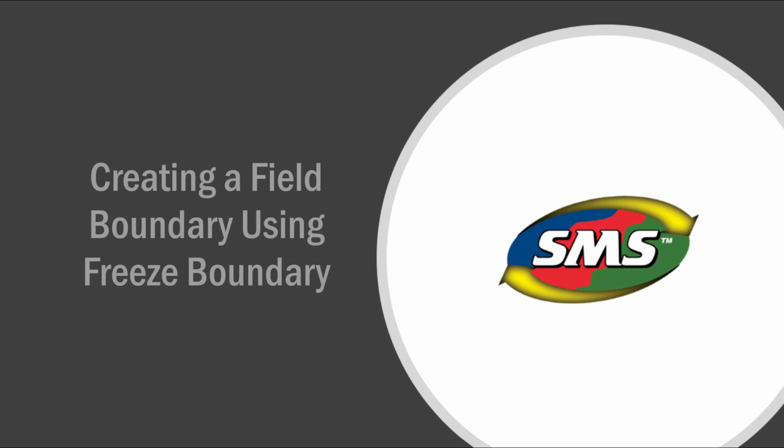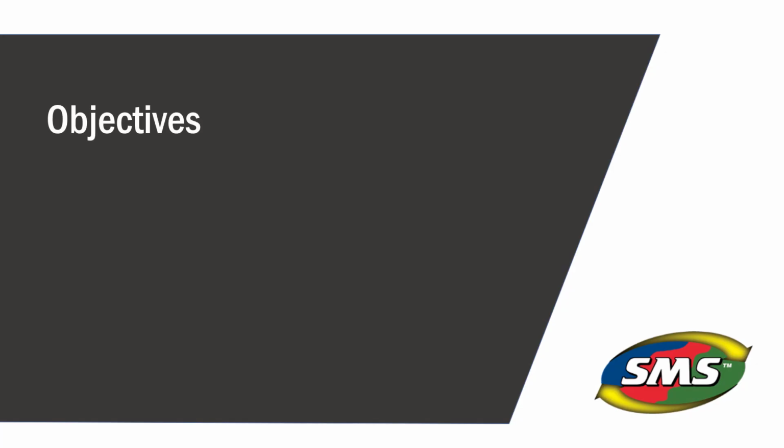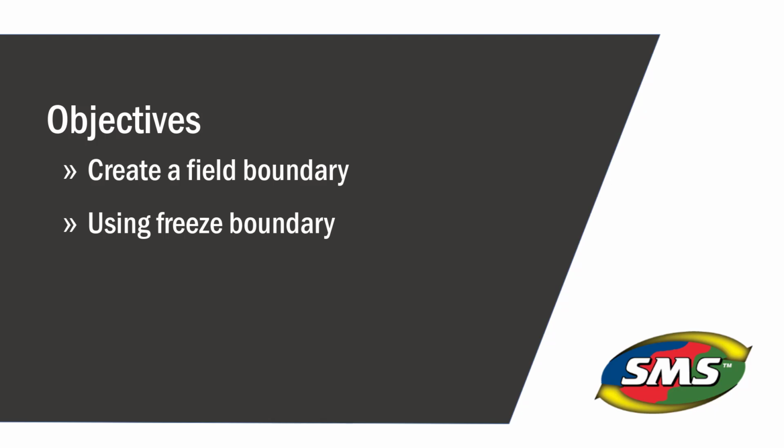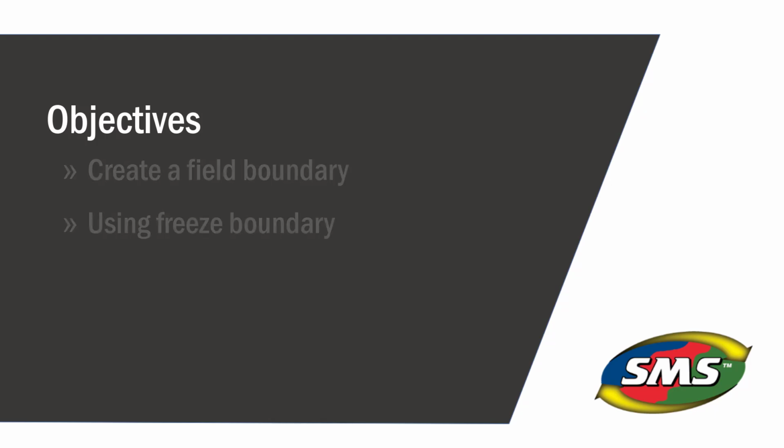In this video, you will learn how to create a field boundary by using the freeze boundary tool in SMS. Freeze boundary adds an extra half a swath width around the field and sets it as your official field boundary. Freeze boundary is useful if you don't have a field boundary operation but have log data.